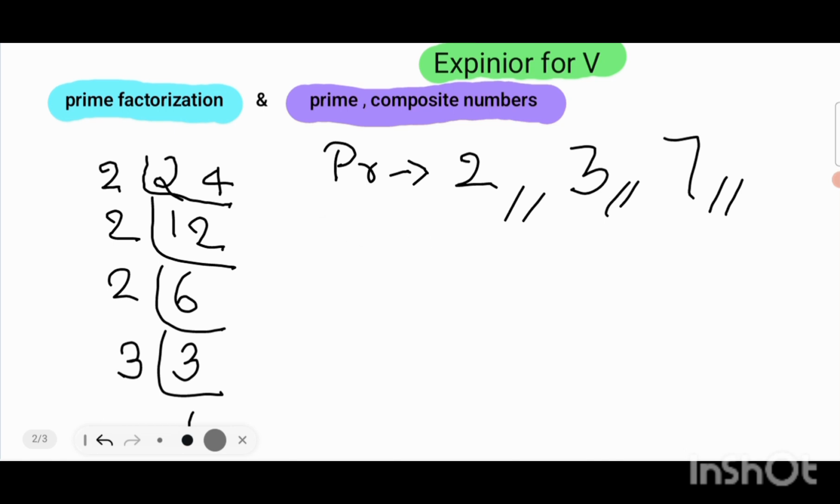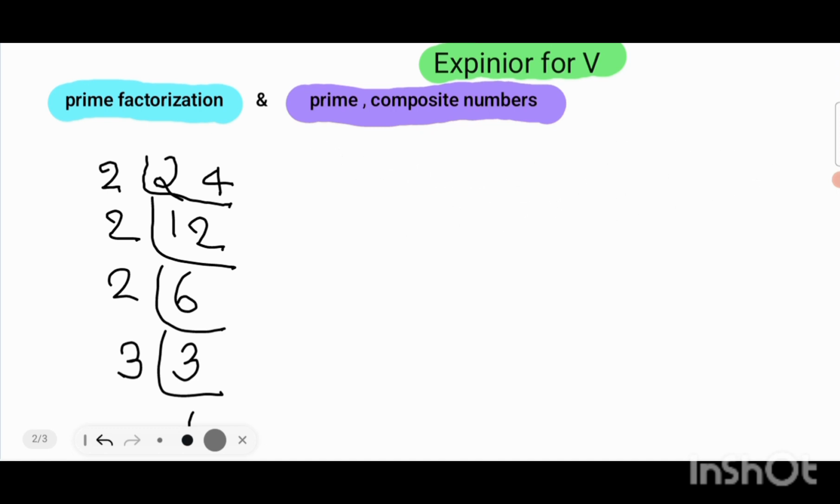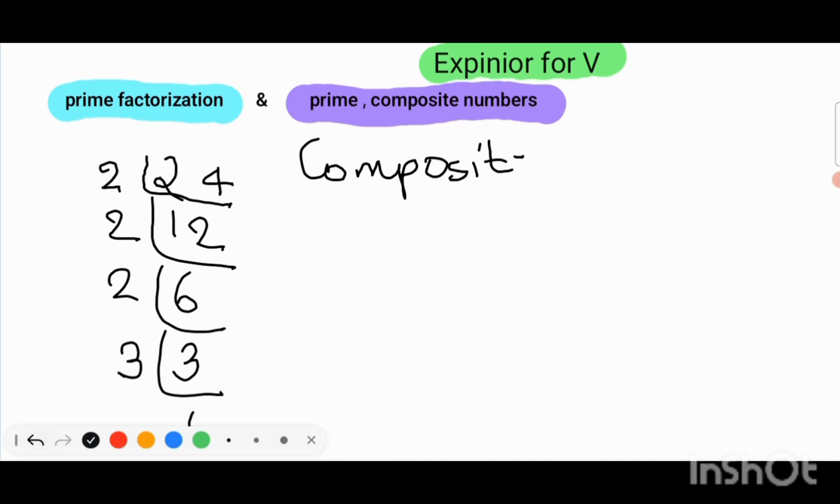Now we will move on to composite numbers. What do you mean by composite numbers? Opposite to prime numbers, they have more than 2 factors. For example, let me take 4. 4 will be a multiple of which table? The 1 table, obviously. 1 fours are 4, 4 ones are 4. So 1 and the number itself are always common.